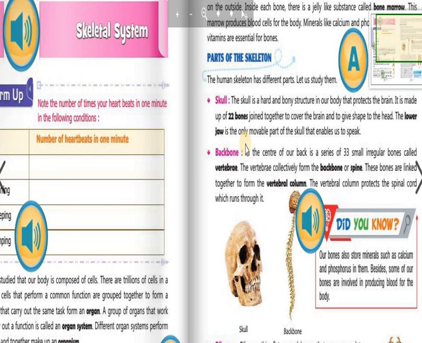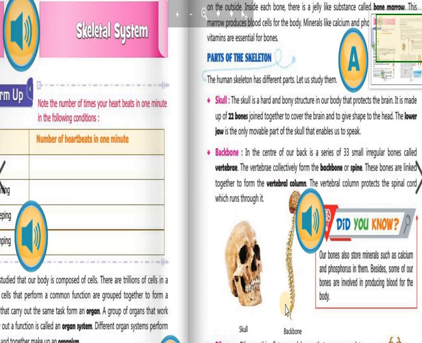So now let's move to the backbone. Backbone is the center of our back. Backbone in the center of our back is a series of 33 small irregular bones called vertebrae. The vertebrae collectively form the backbone or spine. These bones are linked together to form the vertebral column. The vertebral column protects the spinal cord which runs through it.